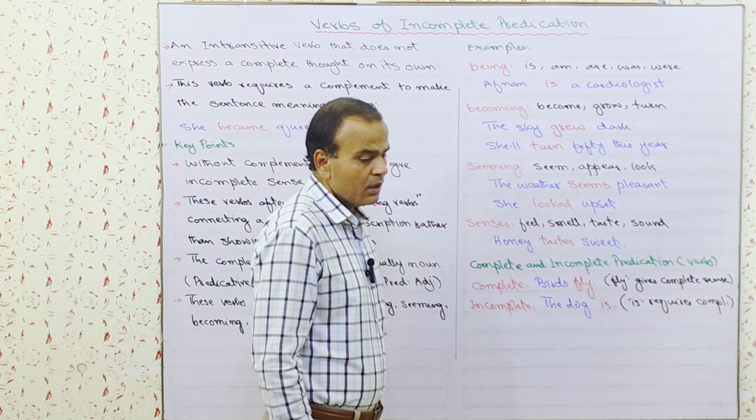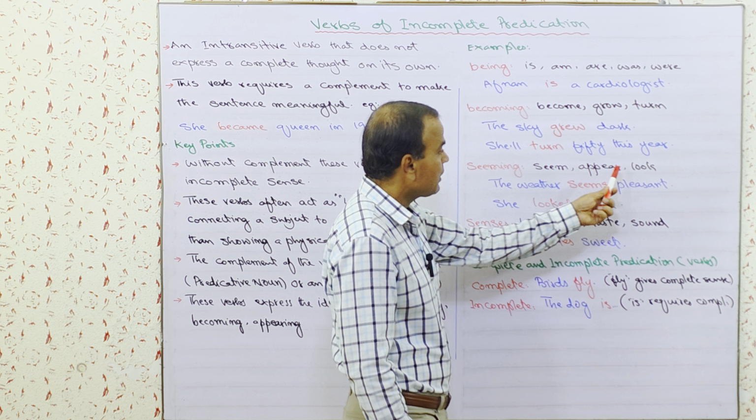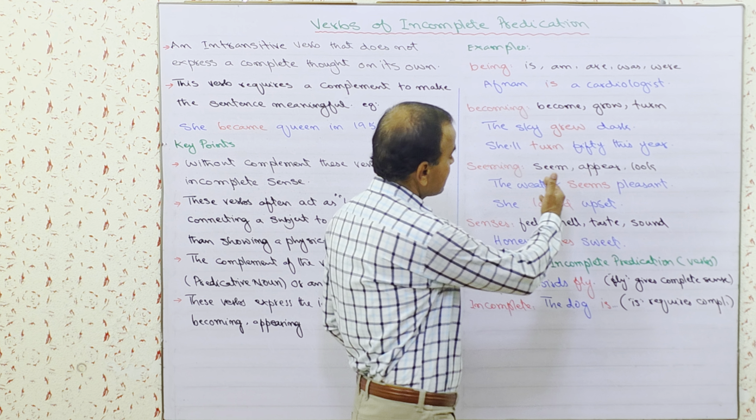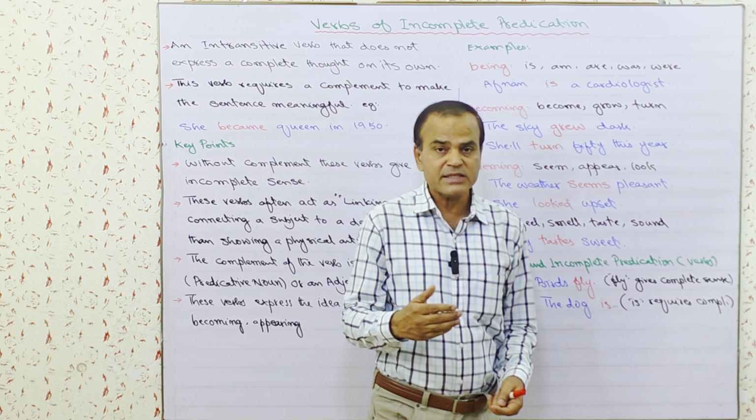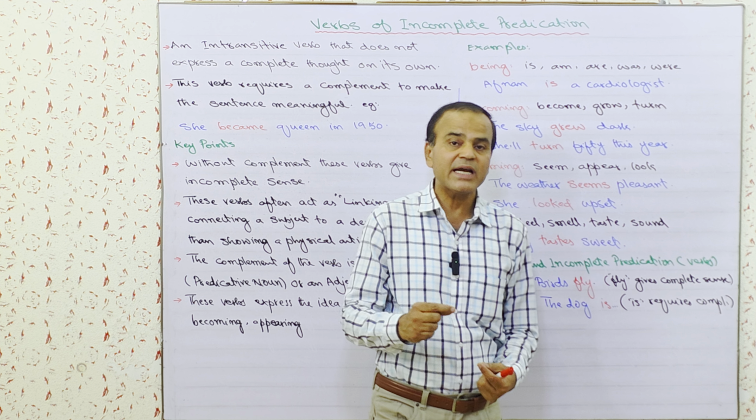The other kind of the verbs of incomplete predication are seeming, like seem, appear, look. These words like appear and look have also different meanings, but not in that sense when they show state of affairs. When I say you look perplexed, here look is not that you are looking at something, but the verb look shows your existence, your appearance, your overall outlook.